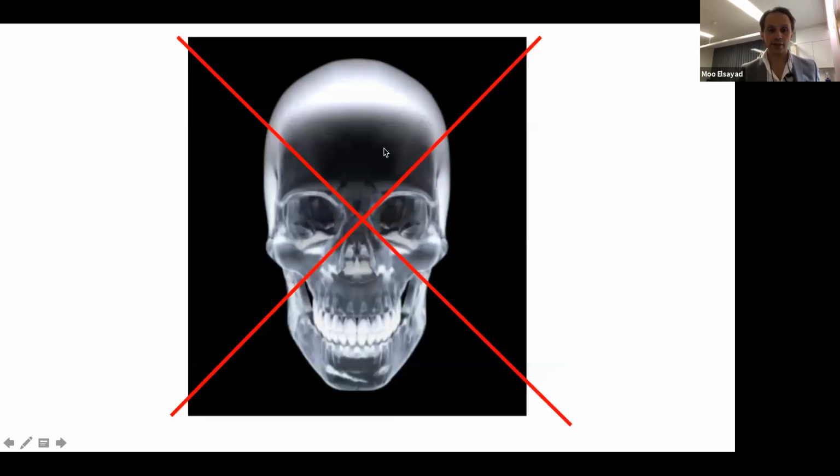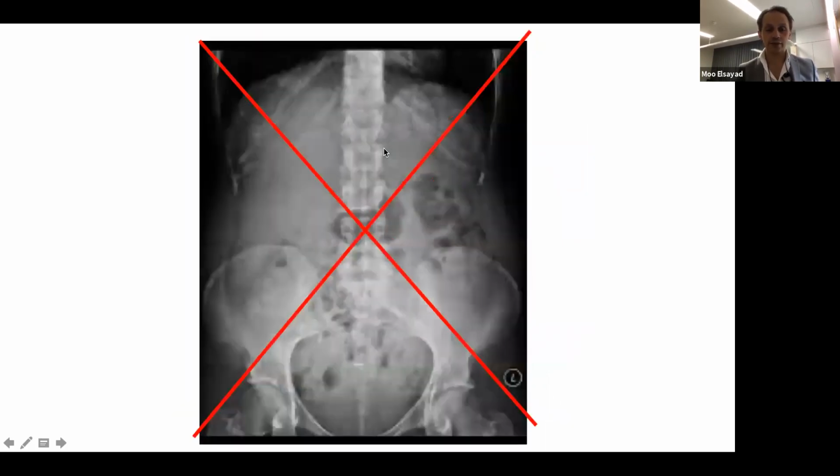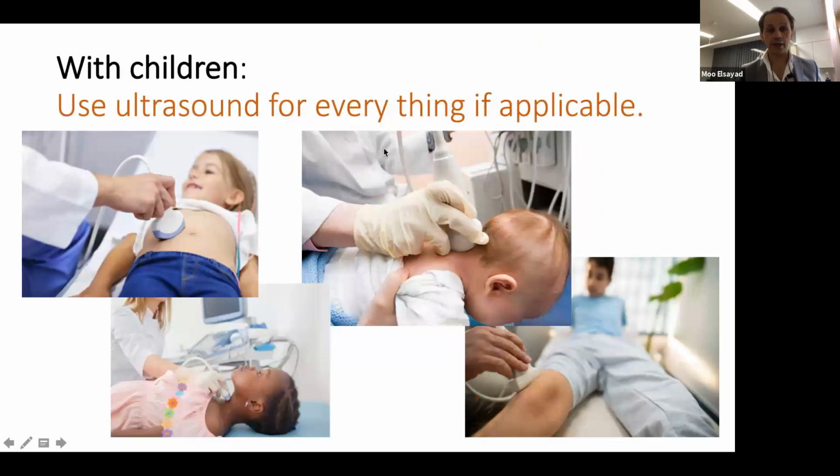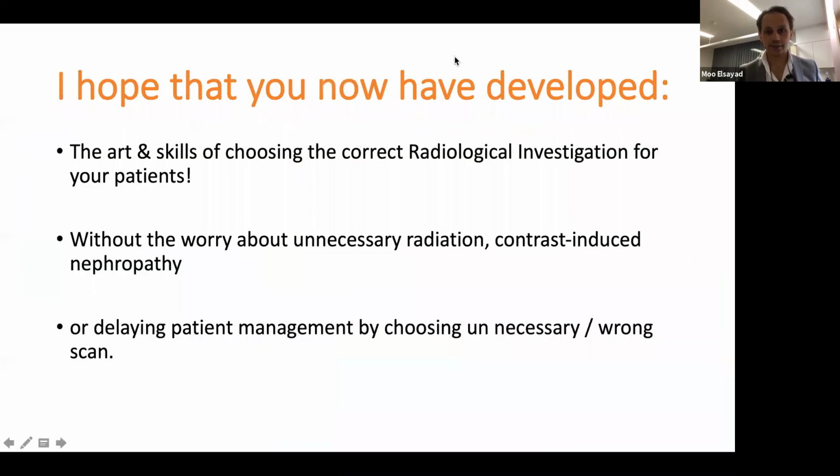Don't use X-ray for the skull. Don't use lateral chest radiograph, and don't use abdominal X-ray to find anything. With children, ultrasound is the safest. Any lump anywhere in the body, just use ultrasound. You'll be safe, and you'll be requesting the right test.